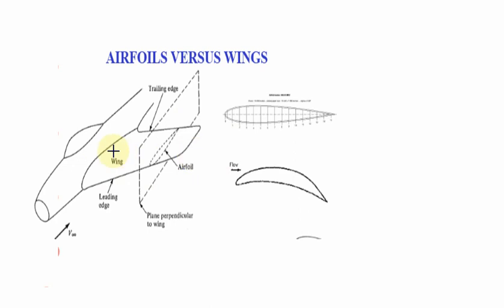Similarly, the aerodynamic characteristics are totally different for an airfoil and a wing section. Some points may be common, but generally they will be different. The airfoil is the cross section of your wing section.